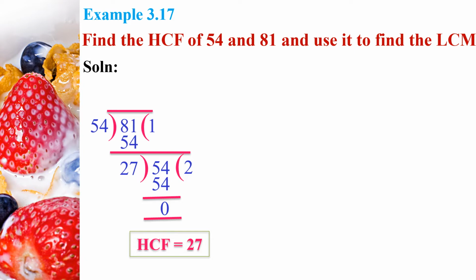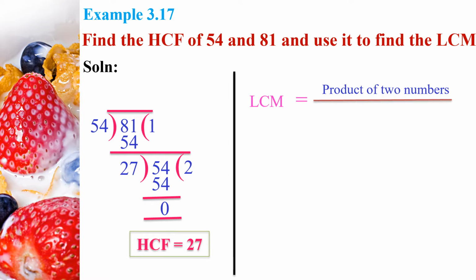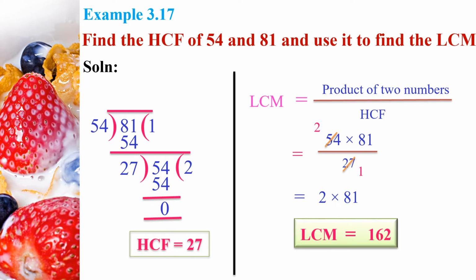Now use this HCF and we want to find the LCM. So we know the formula LCM equal to product of two numbers divided by HCF. Now we are going to multiply the given two numbers, 54 multiplied with 81 divided by HCF 27. Now 1 27 is 27 and two 27s are 54. Now multiply these two. 2 multiplied with 81 will get 162. That is LCM equal to 162.